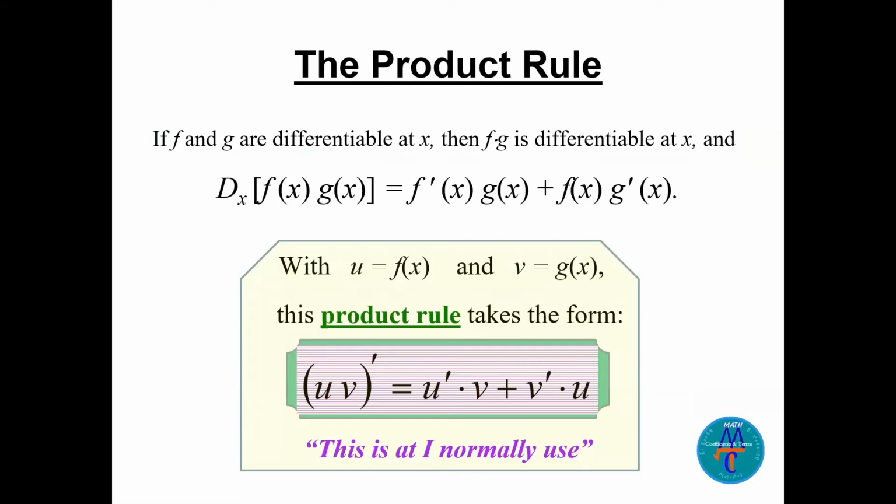The product rule. If we have the derivative of a product, f of x times g of x, you can write it as f prime of x times g plus f of x times g prime. Or we can say the derivative of the first times the second plus the first times the derivative of the second. Or the formula I normally use here, (uv)', that's the same as the product rule, u prime v plus v prime u. This is easy to remember if you like that.